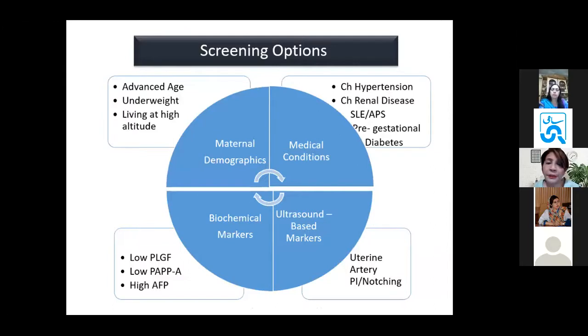So I'll touch very briefly on screening options. We know that there are maternal risk factors, which can be maternal demographic factors like age and underweight, or there may be medical conditions like hypertension and diabetes. And these are the maternal risk factors that you can outline in your first antenatal visit and stratify your women into high risk and low risk based on that. We have the option of having ultrasound-based screening by uterine artery Doppler, and there are biochemical markers like PLGF and PAPP-A and others, but in the interest of time, I will not touch upon them.